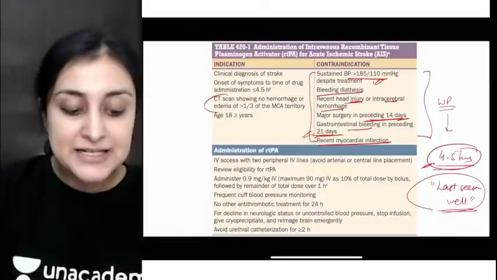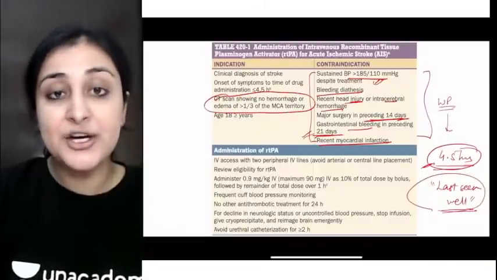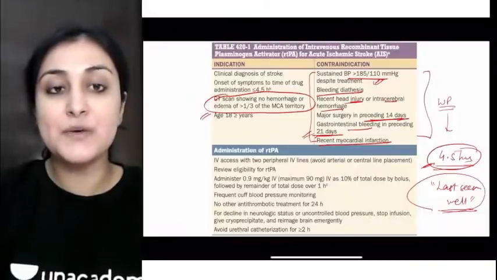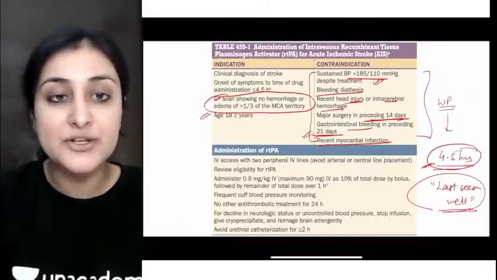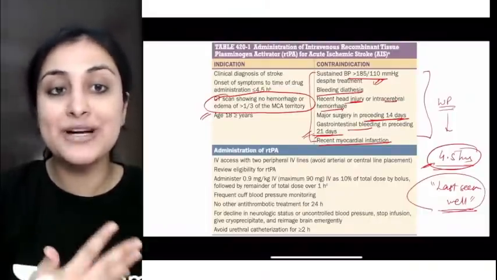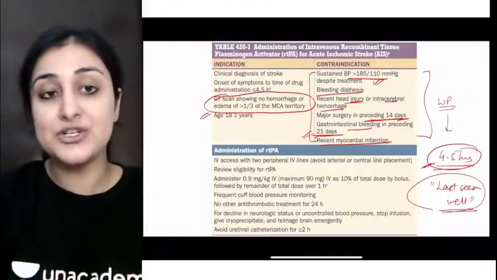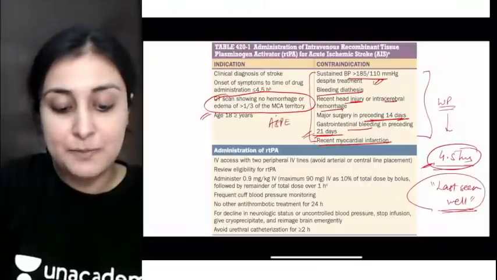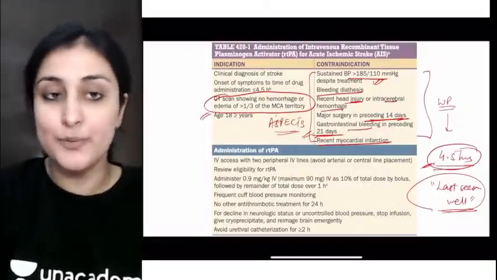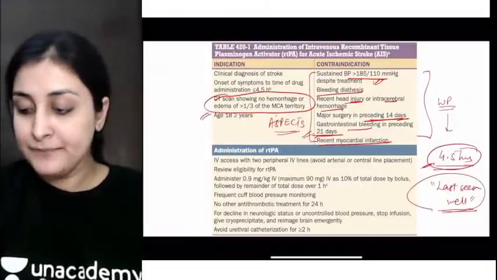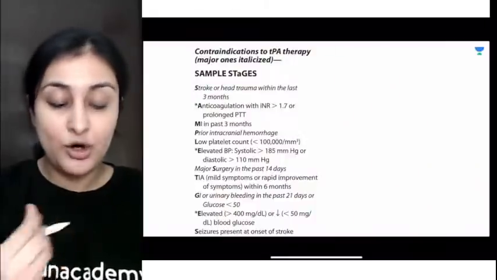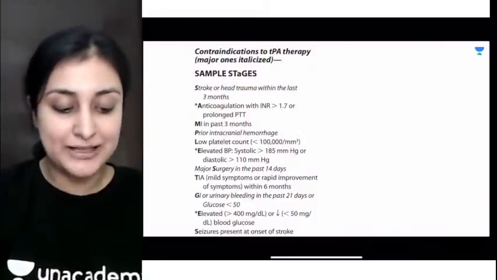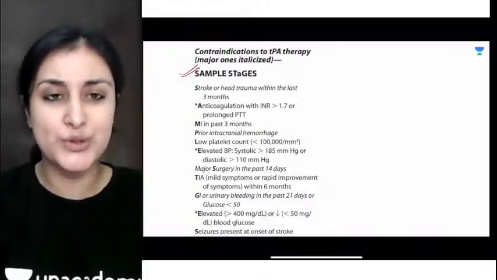Apart from that, if the CT scan shows a very, very large area of ischemia, more than 1/3, that again becomes a contraindication because there's a very high risk of hemorrhagic transformation. Ischemic stroke can undergo hemorrhagic transformation because of reperfusion injury. So if it is a very big stroke, we use the ASPECTS score grading for that. Okay, so that is it. And if you want to memorize, there is another exhaustive list of all the contraindications which I have given you in the PDF. Just go through it if you want.